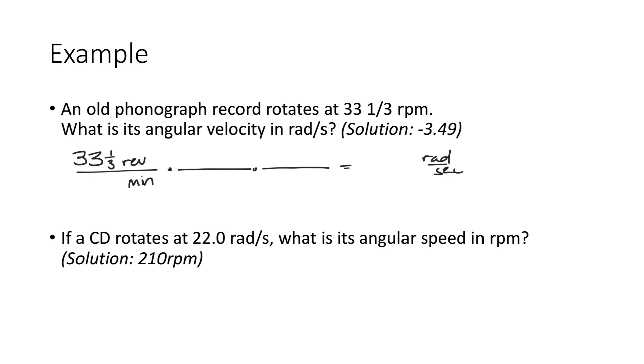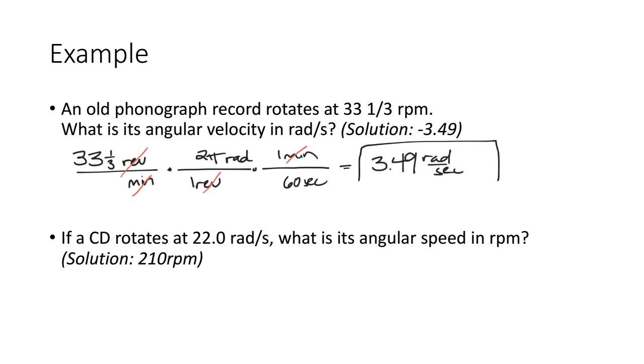we would want to cancel out the revolutions, which is going to leave us with radians. And then we want to cancel out the minutes, which would leave us with seconds. I got 3.49. Now the answer listed technically says that it's negative 3.49, and that's because I forgot to say in the problem that phonograph records are going to rotate clockwise.